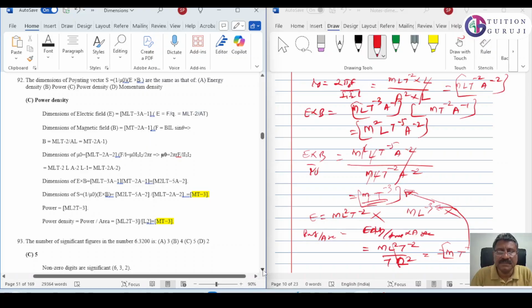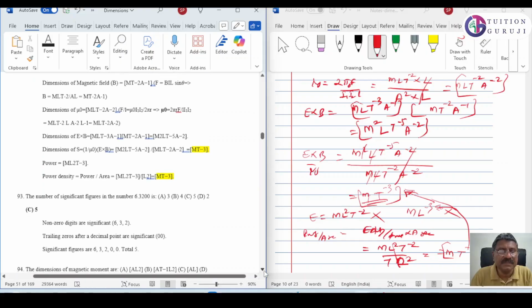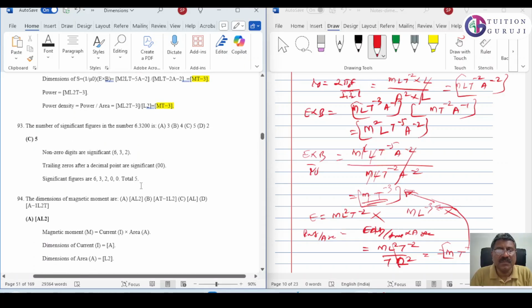Next one. The number of significant figures in the number 6.32000. The total is 1, 2, 3, 4, 5, so 5. Because after the decimal all the figures are significant, and the 6 is also significant. Therefore, there are 5 significant figures.